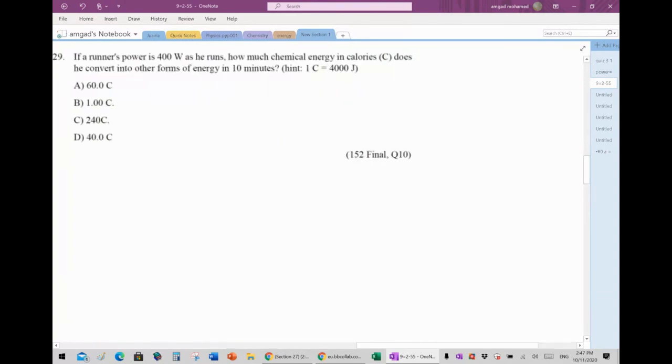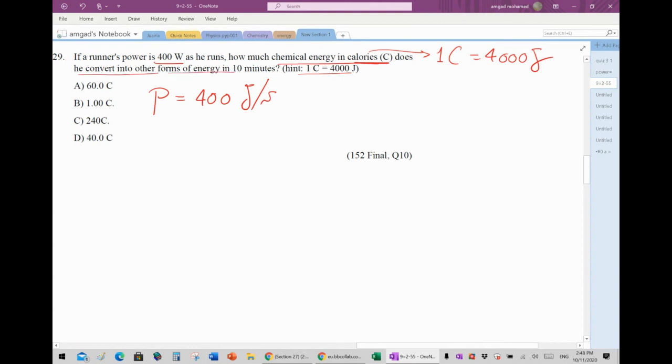Let's try this one. If a runner's power is 400 watt, which is joule per second, he runs, okay, how much chemical energy in calories? Calorie is a unit for energy. And here he says 1 calorie equals almost 4,000 joule. So he converts into other forms of energy in 10 minutes. I'm looking for the energy during a time of 10 minutes. 10 minutes means how many seconds? 600 seconds.